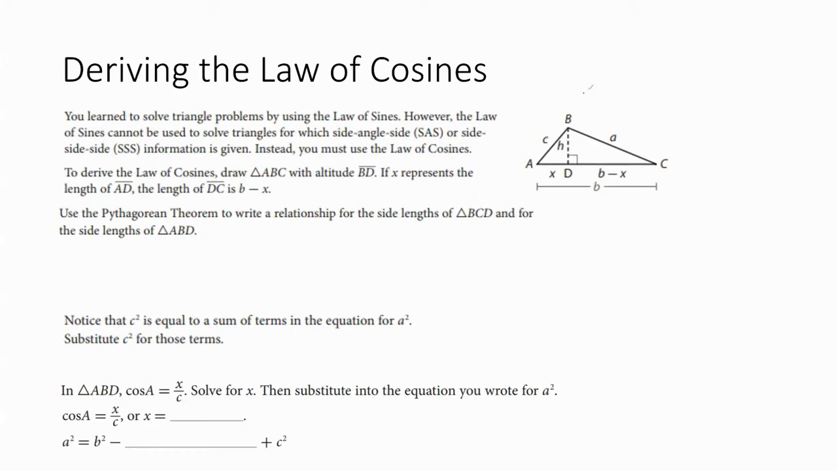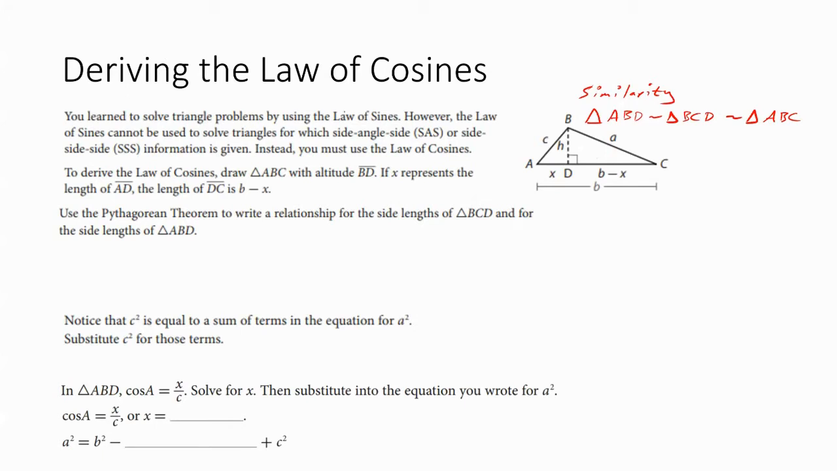I will be using the idea of similarity, keyword. We already know from this picture that triangle ABD, that little guy, will be similar to triangle BCD, and it will be similar to triangle ABC, the big triangle. They're all similar, so we've already learned that. And now we're going to use this idea to derive the law of cosines.